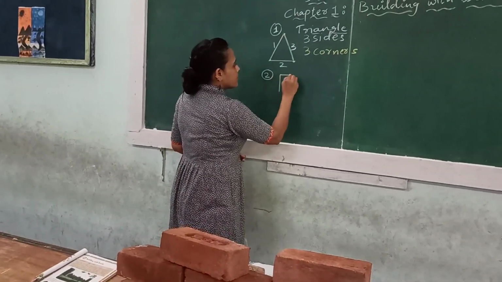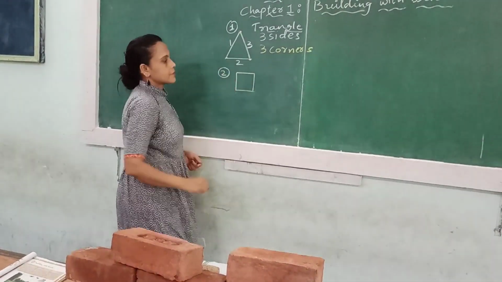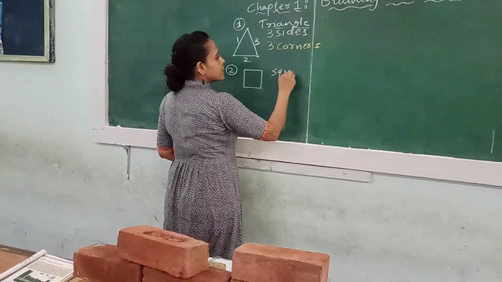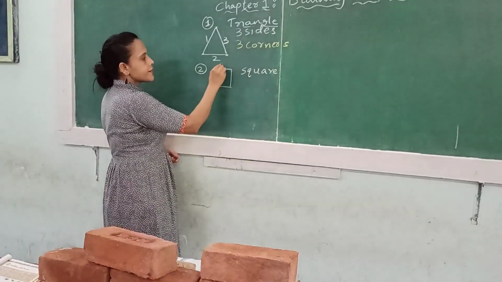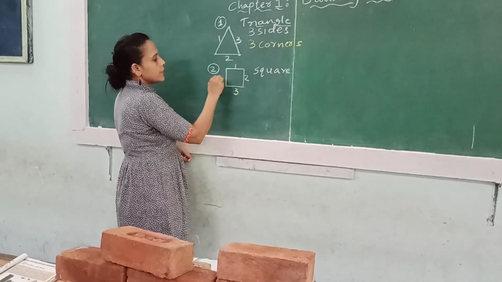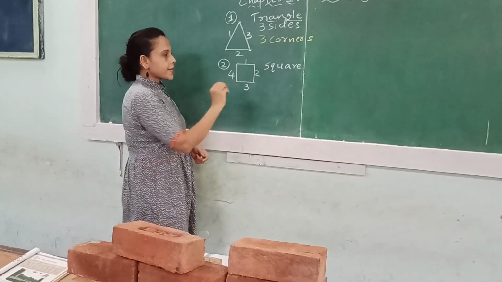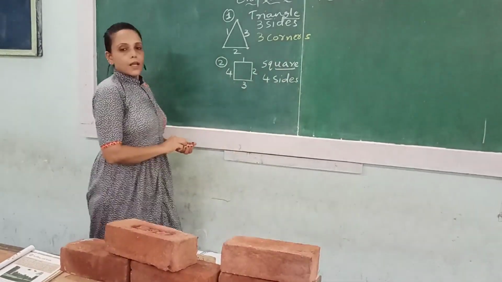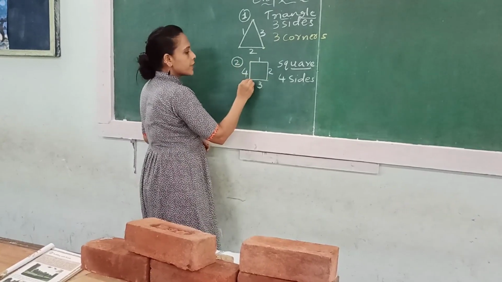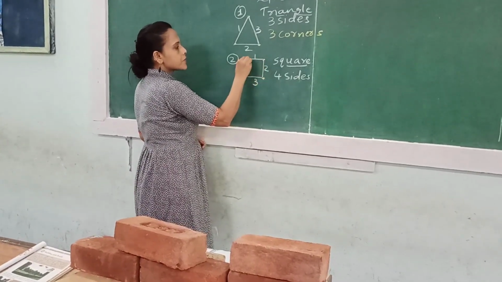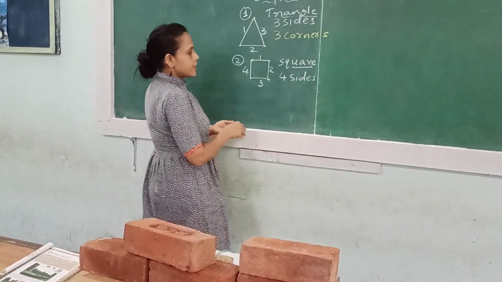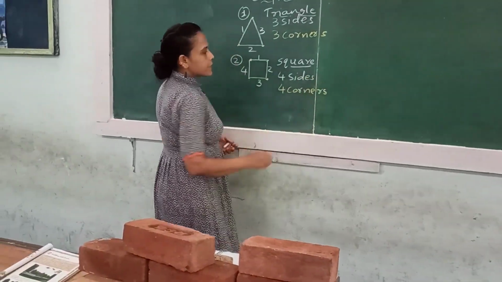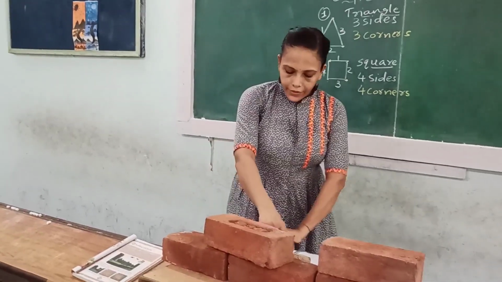Now next geometrical figure, identify which shape it is. Yes, it's a square. Square has how many sides? 1, 2, 3 and 4. 4 sides. Now, where 2 line segments join, that point is called a corner. So, how many corners? Yes, 4 corners.